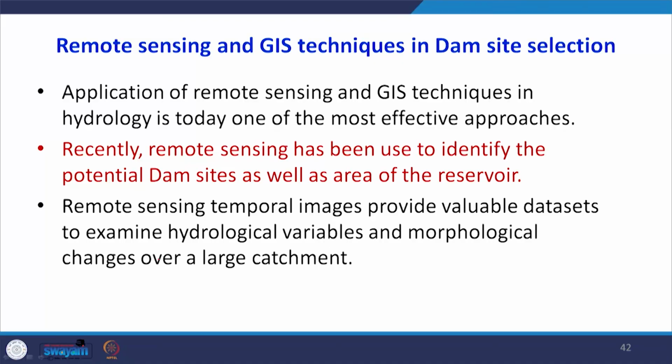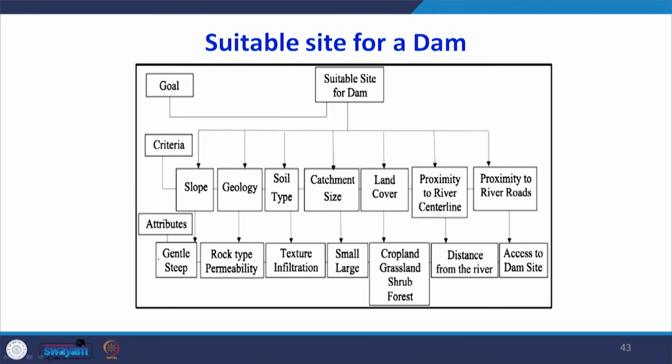Now, we see that when we are doing the dam site selection also, this remote sensing and GIS technique is playing a very important role, because you have to find out the flatter areas, or where the river width is narrow, and also there is sufficient space to create a reservoir behind the dam site. So, there are certain criteria, there are certain parameters.